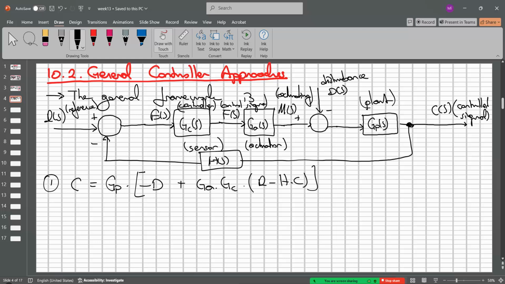These are the basic steps for the transfer function formulation. If we expand the whole equation, we will have this kind of formulation: R times GP times GC times GA minus D GP, which equals C times 1 plus H GC GA GP. This is the reorganization of the equation terms.